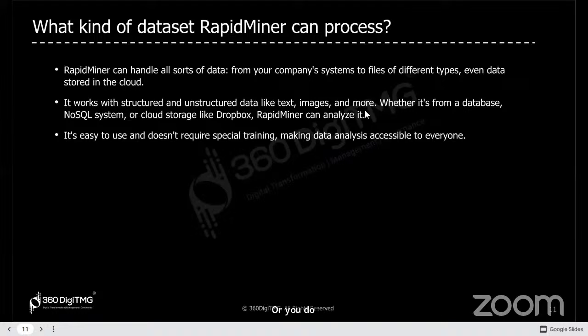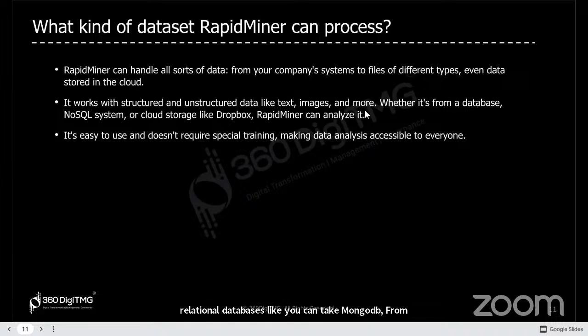The next one that we have is data from various sources. So RapidMiner can analyze data from a variety of sources like what? Maybe databases, like MySQL, PostgreSQL, or SQL Server. Any of those data can be processed with the help of RapidMiner. And NoSQL systems. NoSQL systems are nothing but non-relational databases, like MongoDB and Cassandra. From all of those also we can process the data.